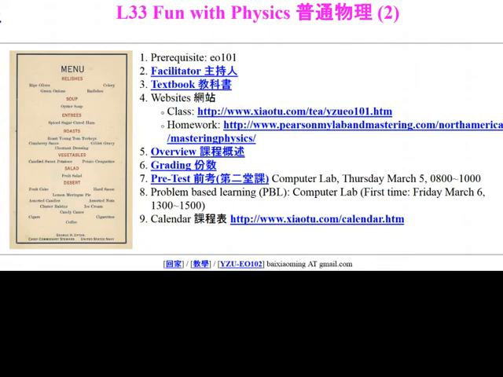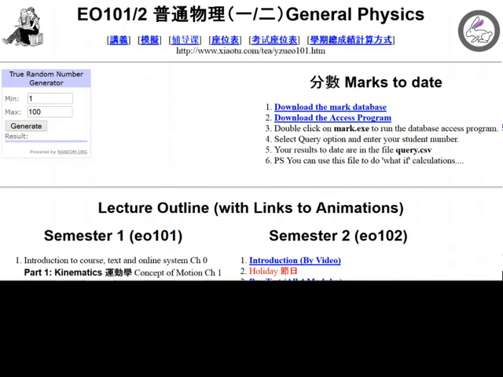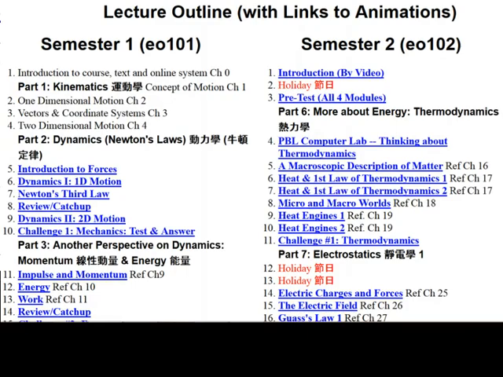Okay, moving on, I'd now like to start to overview the course, what we will be studying in this class. Here is our lecture outline from our home page. In the first semester, you can see we studied first the kinematics. We learned how to understand one-dimensional motion, vectors and coordinate systems. We discussed a little bit about two-dimensional motion, how we describe the motion.